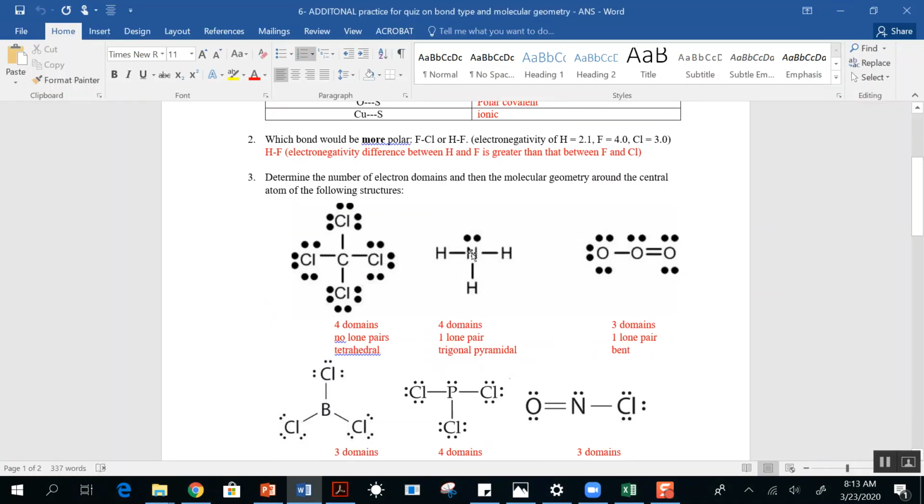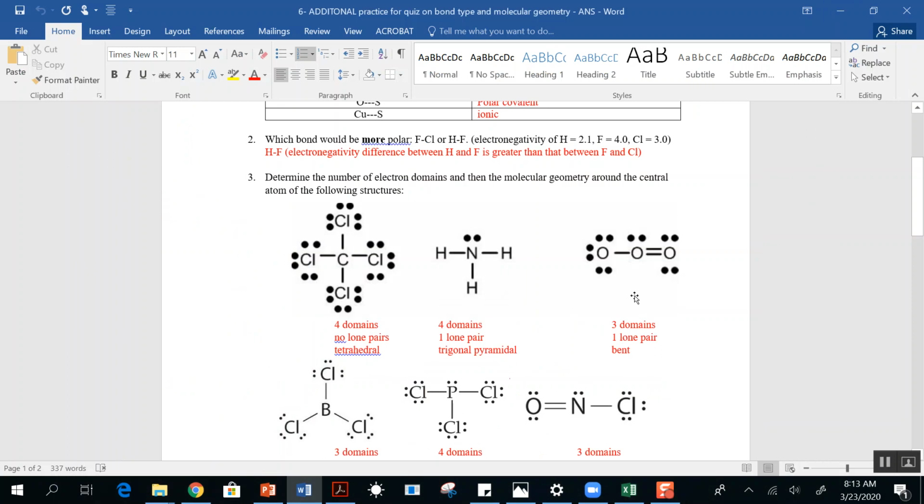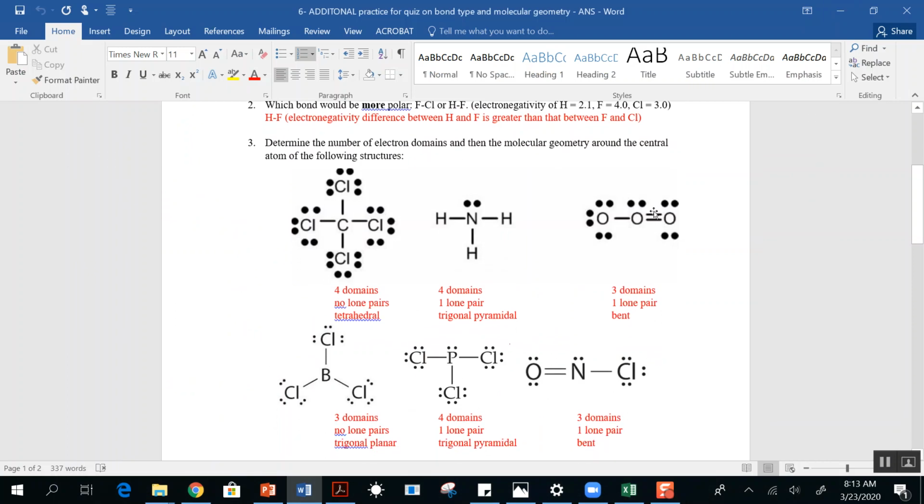Okay, so doing the same thing for this one, this has 1, 2, 3, 4 domains. Electrons by themselves or bonds count as a domain. So 1, 2, 3, 4. Okay, 1 lone pair, if I use my chart, it's trigonal pyramidal. This has 1, 2, 3 domains. One of them is a lone pair. 3 domains, one's a lone pair. That's bent. So I'm really just using my chart. Just remember that a bond of any sort counts as a domain. 1, 2, 3. And lone pairs, 2 dots, count as 1 domain.